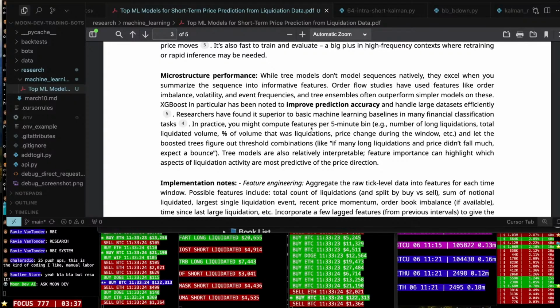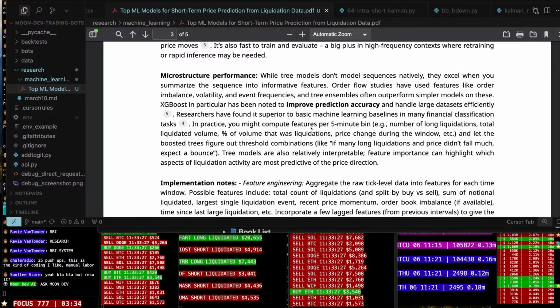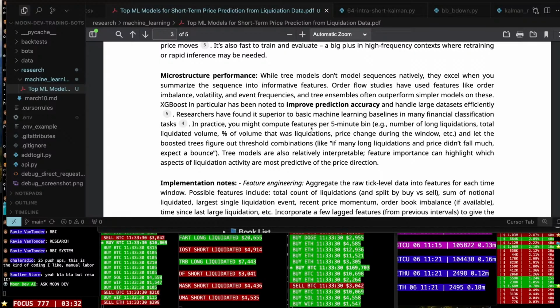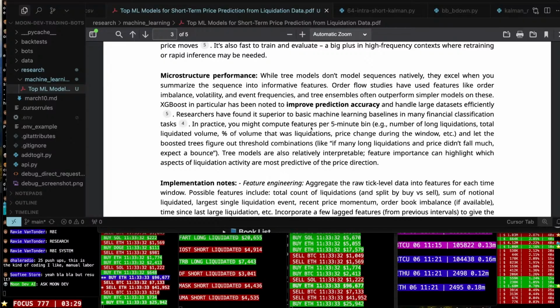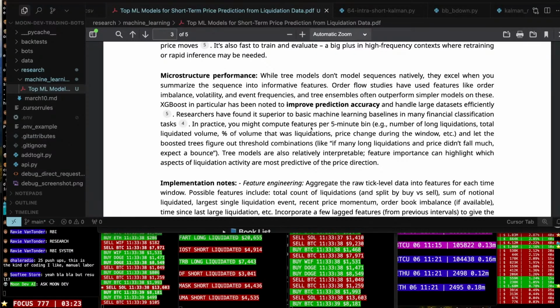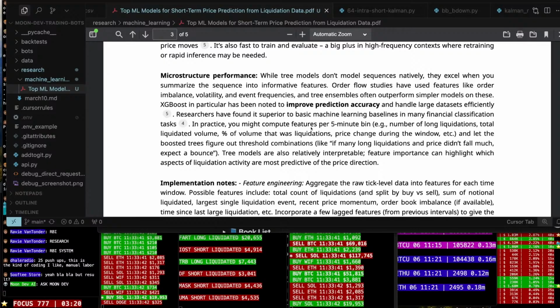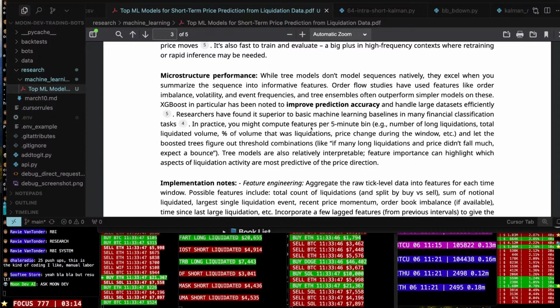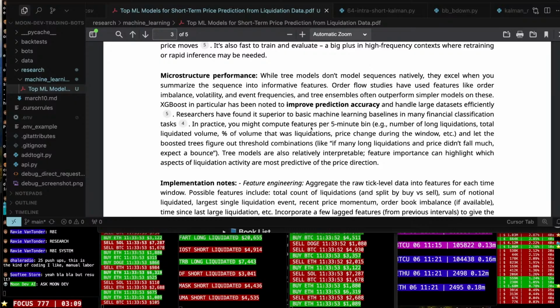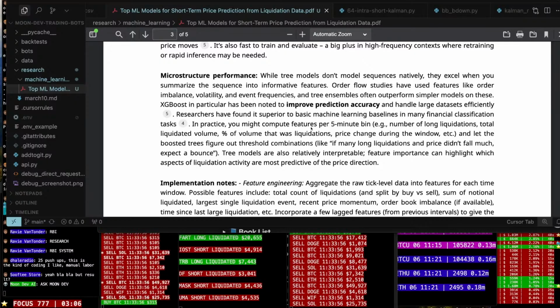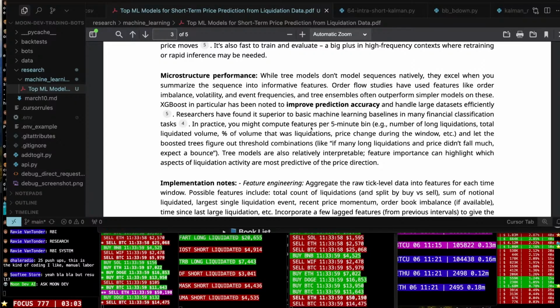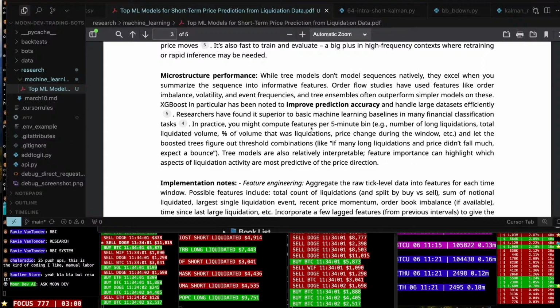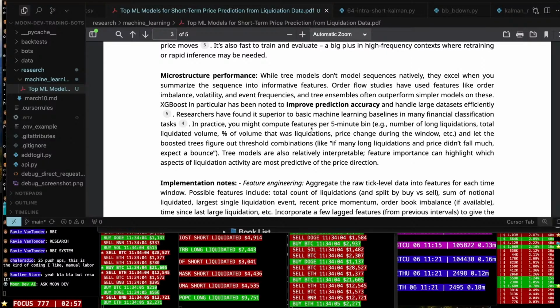In practice, you might compute features per 5-minute bin, e.g., number of long liquidations, total liquidated volume, percentage of volume that was liquidated, price changes during the window, etc. And let the boosted trees figure out threshold combinations. Like, if my long liquidations are high and price didn't fall much, expect a bounce. It's interesting. Tree models are also relatively interpretable. Feature importance can highlight which aspects of liquidation activity are most predictive of the price direction.